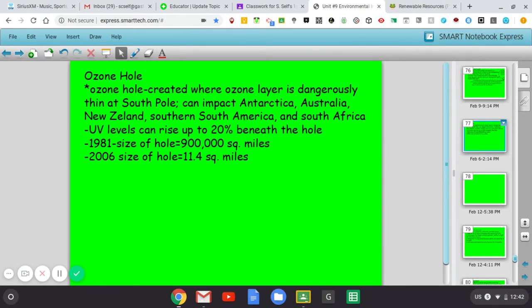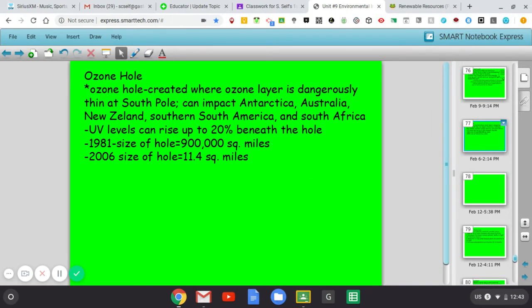Because the ozone hole was created where the ozone layer is dangerously thin, and it used to be just at the South Pole, but now it's started to expand. So I wanted you to see, kind of like on a diagram, what this is like. In 1981, the size of the hole was 900,000 square miles. In 2006, it was 11.4 million square miles. So you can imagine now that it's probably at least double that. So it should be around 22 million square miles.